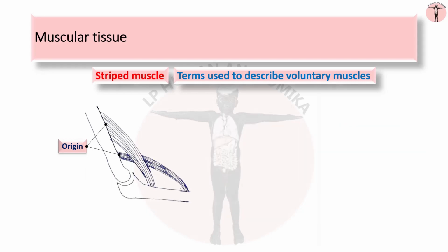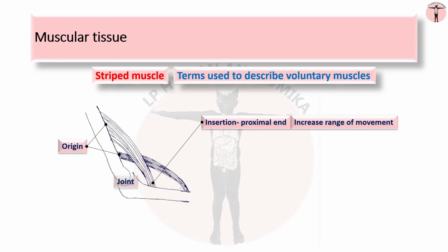There are three types of insertion of muscles. Some muscles are inserted near the proximal end of a bone close to a joint. This increases the range of movement, but the power of action is less. Example, biceps brachii and psoas major.